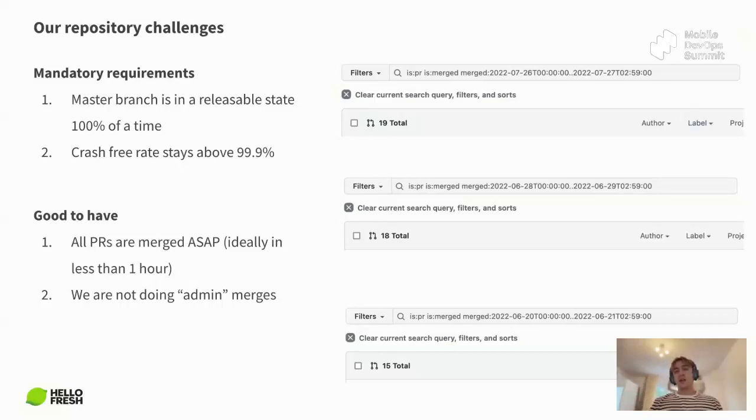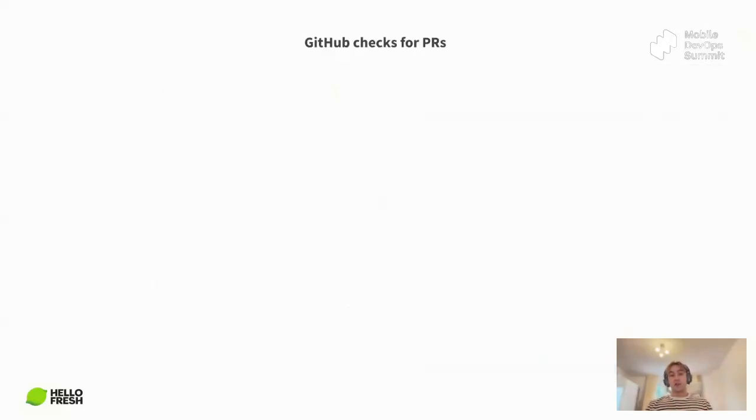And we are not doing any admin merges. This basically means that we are not skipping any mandatory requirements. I will talk about it in literally a couple of seconds. And this also affects us, as our master branch is in releasable state and also all other requirements. But let's start with the easy part and talk about admin merges.